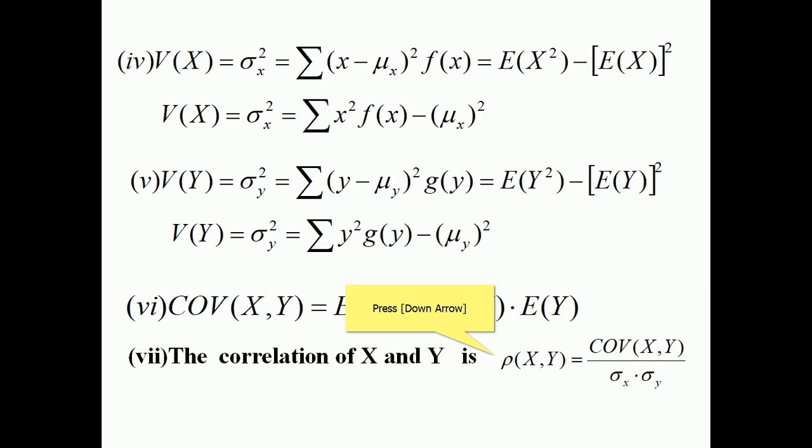Now, covariance of x comma y is equal to e of xy minus e of x into e of y. Already you know the formula for e of x, e of y, e of xy. The correlation of x and y is denoted as rho of x comma y and is defined as covariance of x comma y divided by standard deviation in x into standard deviation in y. If you know variance in x and variance in y, easily you can calculate standard deviation. Standard deviation is the square root of variance.